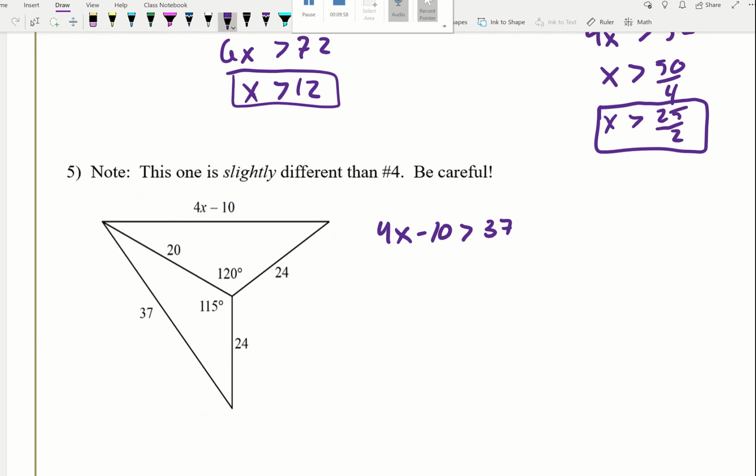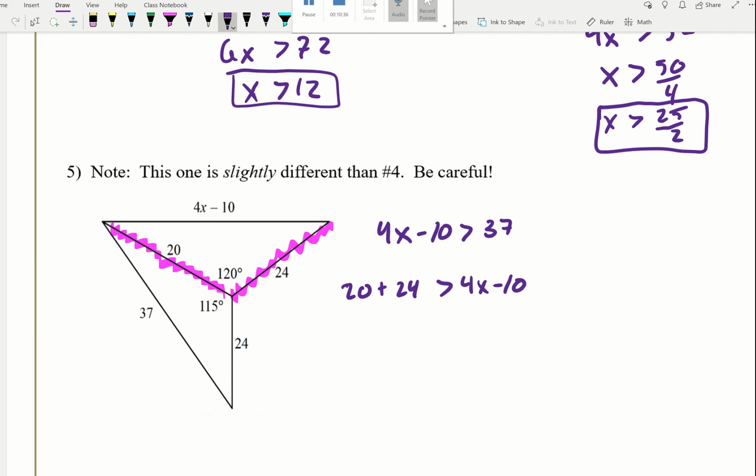But I have another theorem that comes into play here because they gave me more information on this triangle. I know this side length and this side length, okay? I know that in order to form a triangle, the sum of these two side lengths highlighted in pink must be greater than the third. Okay, so I'm going to write that out. I know that 20 plus 24 also must be greater than 4x minus 10.